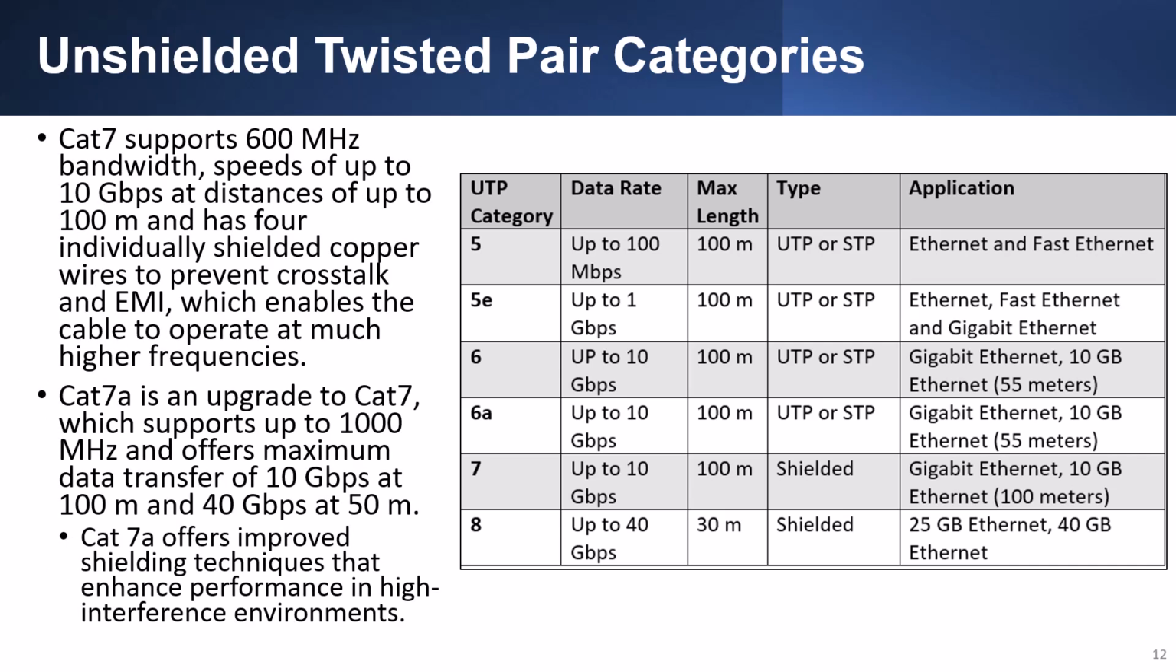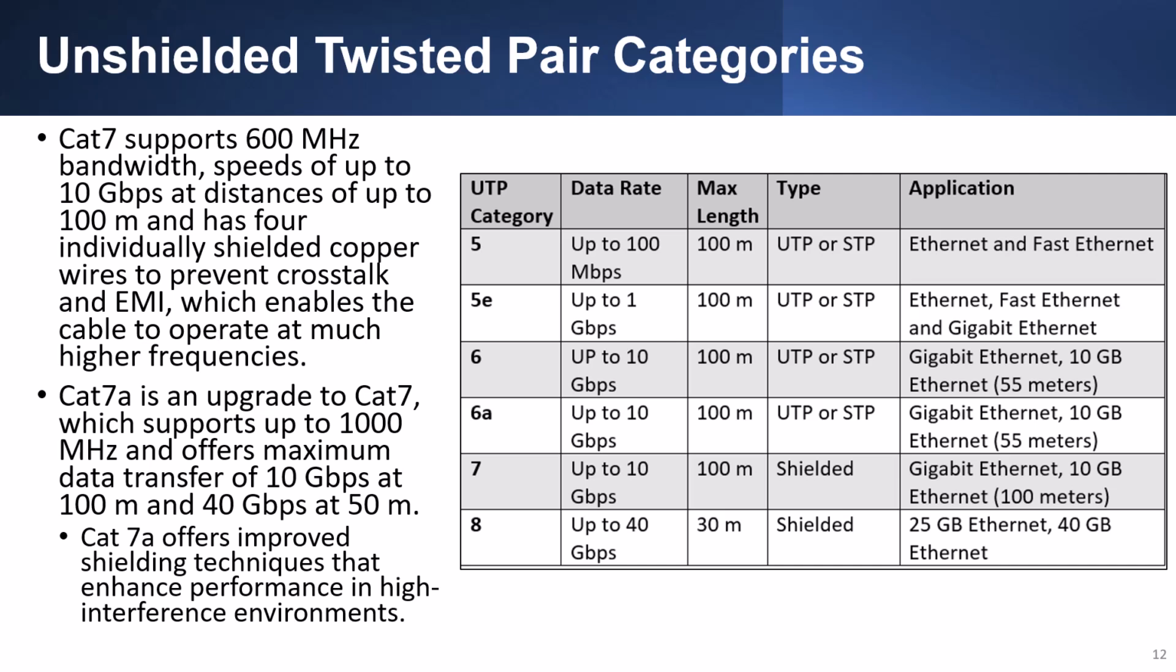Cat7 supports 600 MHz bandwidth, speeds up to 10 gigabits at a distance of 100 meters, and has 4 individual shielded copper wires to prevent crosstalk and EMI, which enables the cable to operate at much higher frequencies.